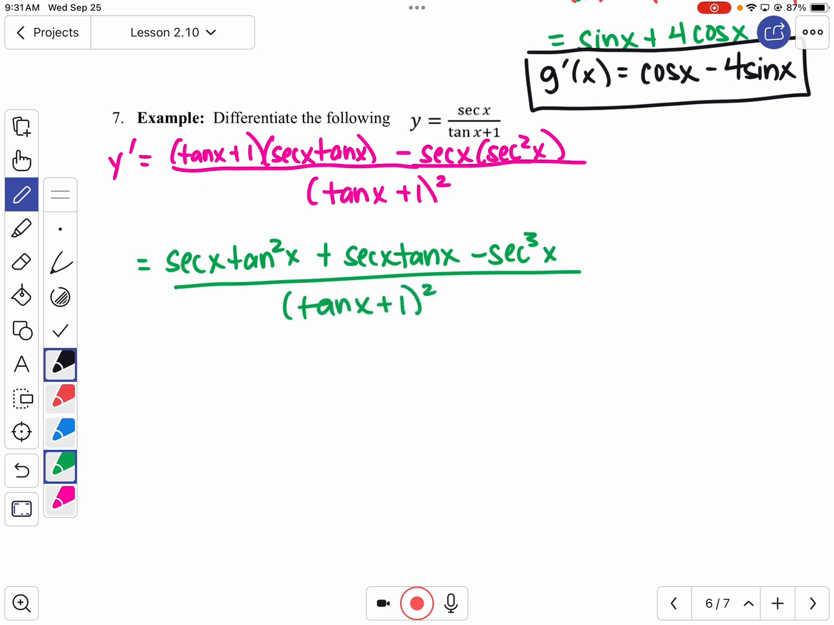Looking at that, you're like, I'm not sure any of that's going to help me. Always start with factoring, because my hope is to eventually be able to reduce something in the denominator. Is there any term that's a part of everything in the numerator? Secant. So let's pull a secant out.